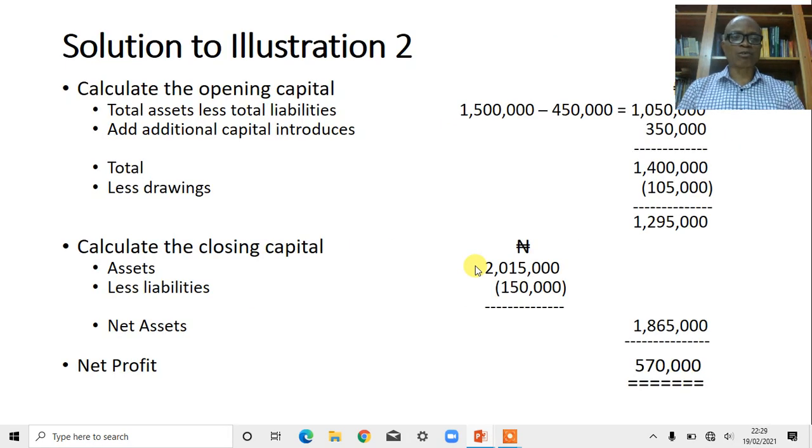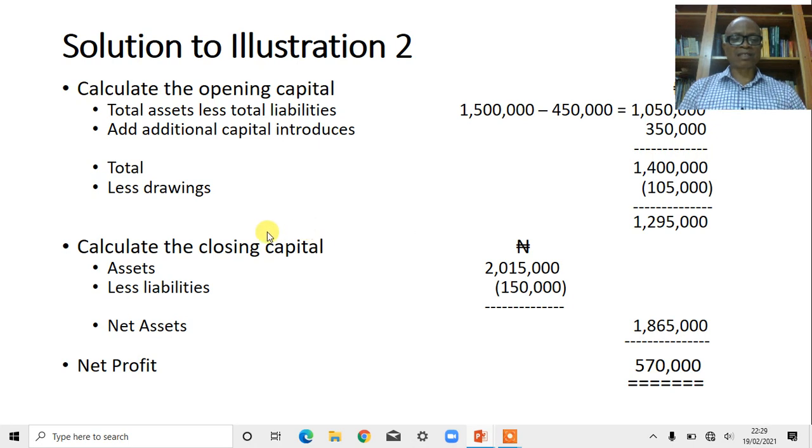Let's look at the solution here. Calculate the opening capital. So you deduct the liabilities from the asset. We have 1.5 million naira minus 450,000. That will give you 1,050,000 naira. Then you add additional capital introduced into the business, that's 350,000 naira. That will give us in total 1.4 million naira. So you deduct drawings of 105,000, and that will give us a net opening capital of 1.295, plus the capital introduced along the line.